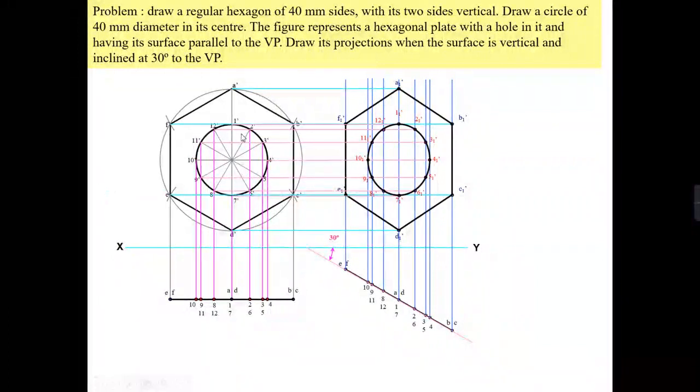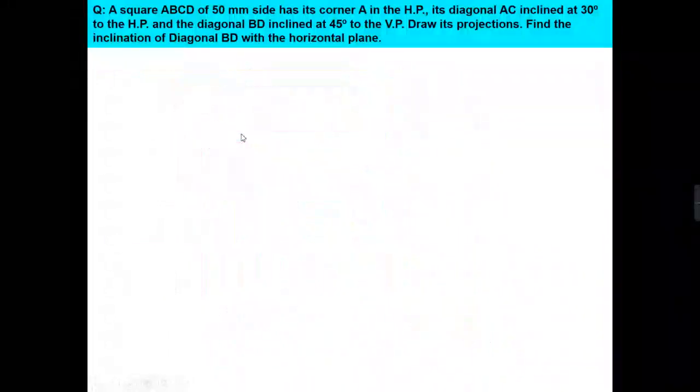So this is the final front view of the hexagon, which has a circular hole inside it. Here is another question. A square ABCD of 50 mm long side has its corner A in the HP. Its diagonal AC is inclined at 30 degrees to the horizontal plane.